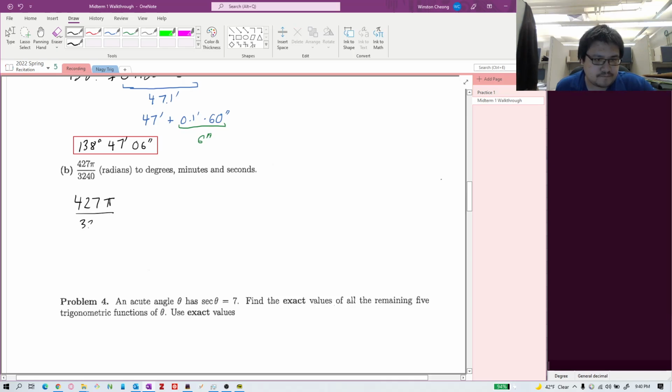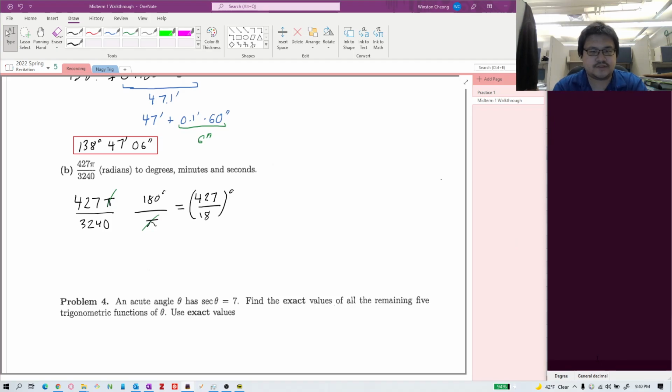So right now this is in radians. The conversion factor is going to be 180 degrees over pi radians. Right, so this will convert me over, and I can at least cancel the pi. I can probably cancel more. Let's see how 3240 divides with 180. Okay, 18, great. So that ends up being an 18 in the denominator. Right, so I can actually write this as 427 over 18 degrees. And I'm pretty sure that 427 doesn't really simplify.